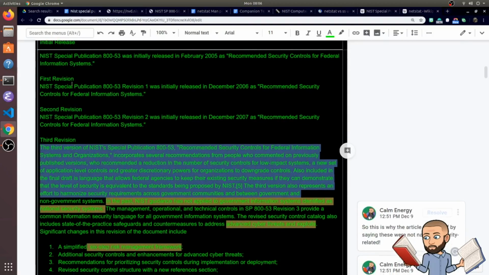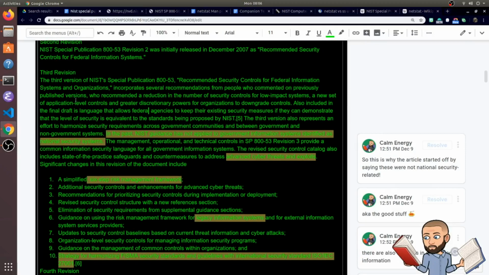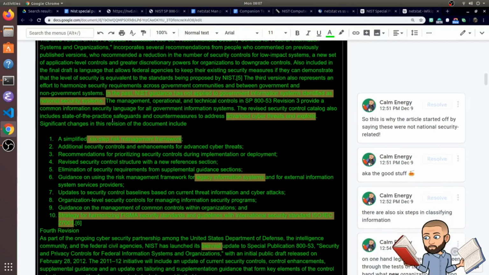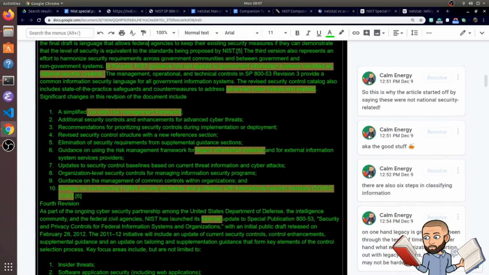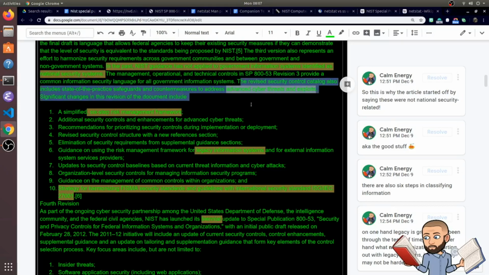There's not much to say about the first and second. The part I want to point out about the third revision is they say that in the past, NIST guidance has not applied to government information systems identified as national security systems. So maybe, because this is the third revision, it eventually became national security related. I mean, this special publication is providing a common language for government information systems. The revised security control catalog includes state-of-the-practice safeguards and countermeasures to address advanced cyber threats and exploits.